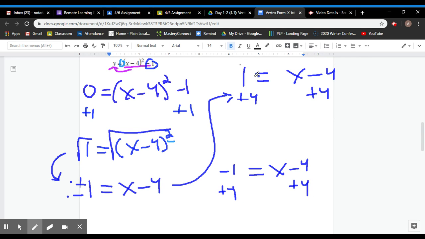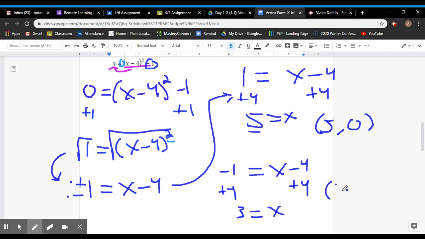So for the positive 1 equation, you get 5 equals x. And then in the negative equation, negative 1 plus 4 is positive 3 equals x. So your x-intercepts, remember x-intercepts are on the x-axis. So this one is (5, 0). And then this one, the bottom one, is (3, 0). So those are your two x-intercepts for this equation.